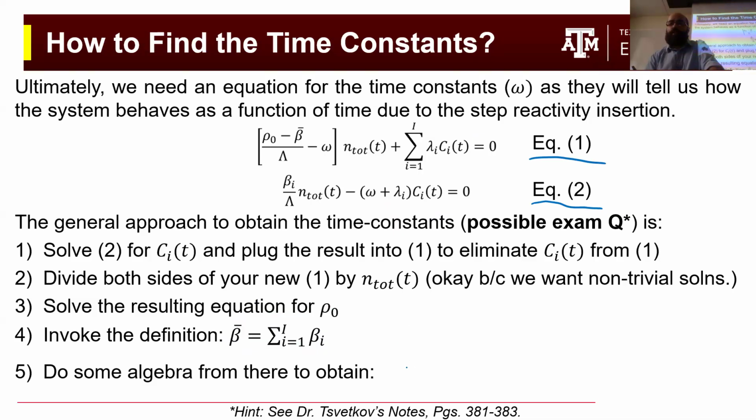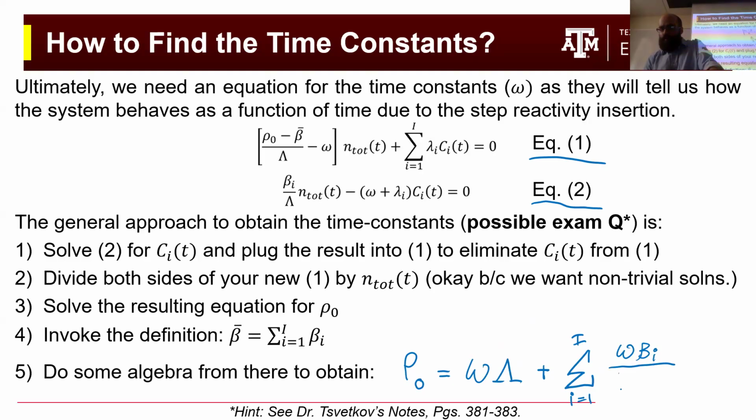Basically, we're trying to get an expression for this reactivity insertion. And it's going to look like omega times my mean generation time plus a sum. This sum goes from i equals 1 to big I, and we are summing omega times the delayed neutron fraction for group i divided by omega plus the decay constant for group i.